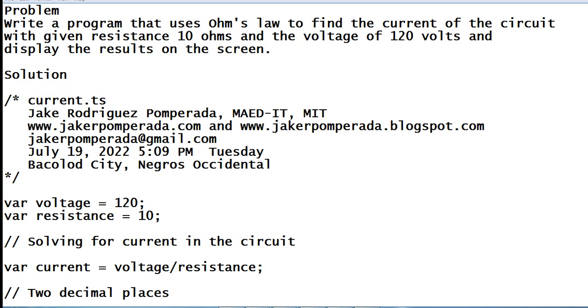Problem: write a program that uses Ohm's law to find the current of the circuit with given resistance of 10 ohms and the voltage of 120 volts and display the results on the screen.